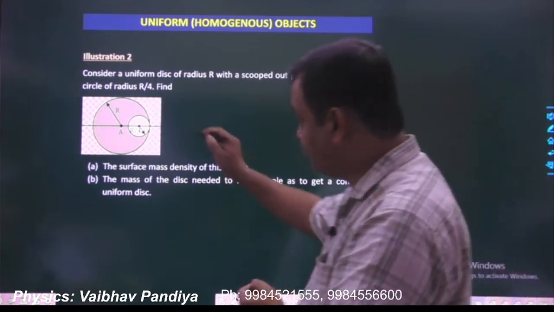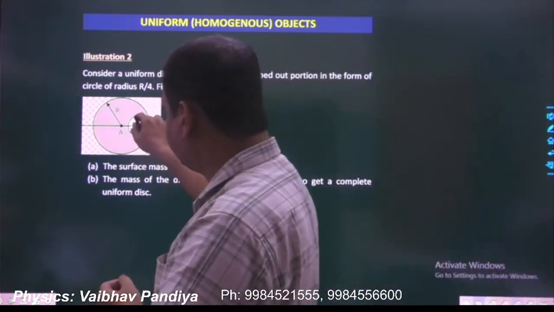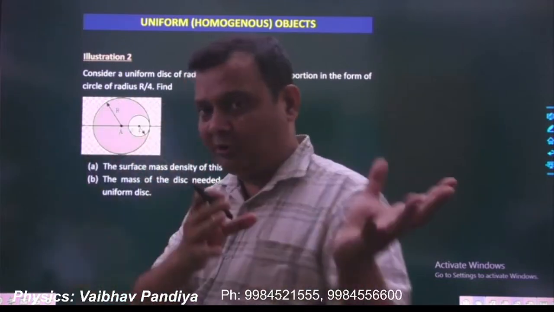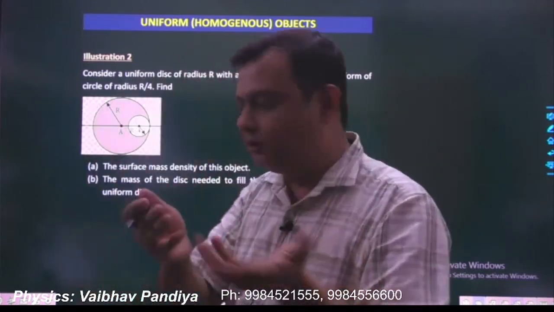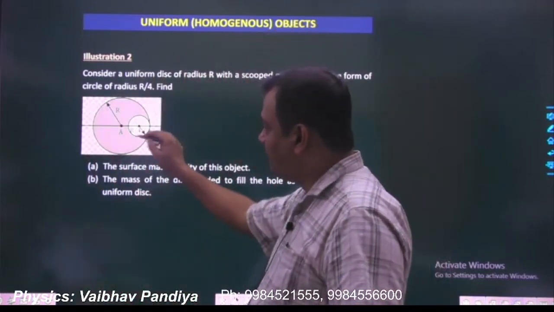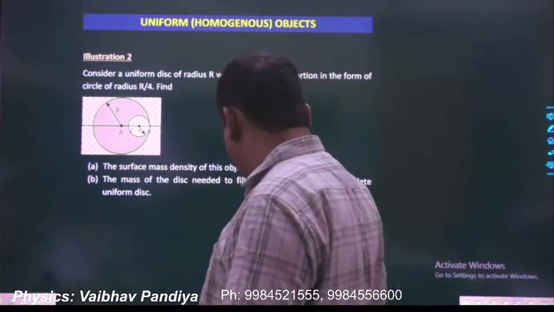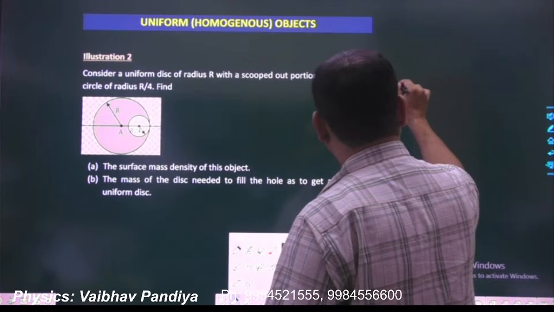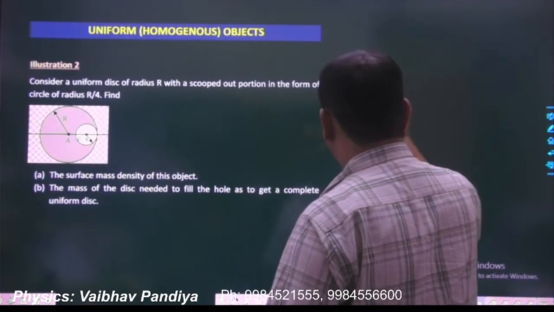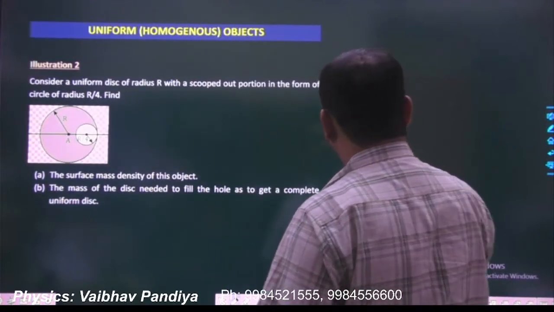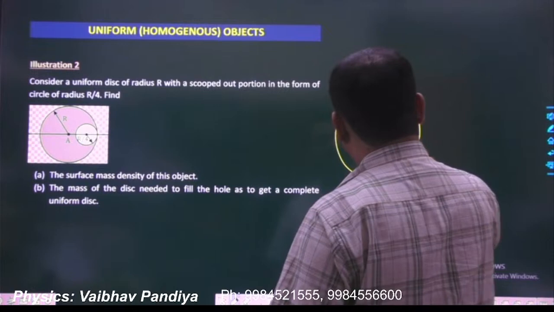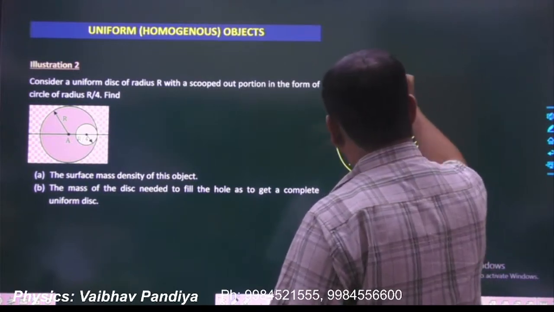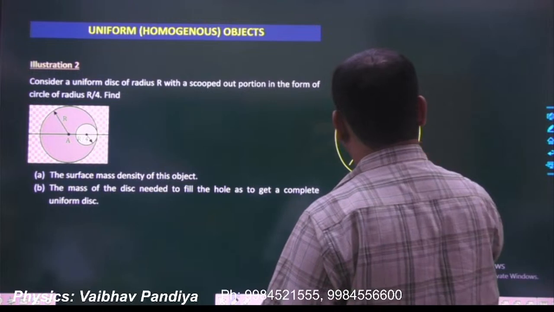Like here you see we have a disk, and from the disk a cavity, a hollow space has been made. Something has been scooped out. That is a cavity, creating a hollow space, and the cavity is in the form of a circle. So what are the possibilities? It depends on the nature of the problem. You can be given that when the cavity has not been made, then the mass was m and the radius was r.